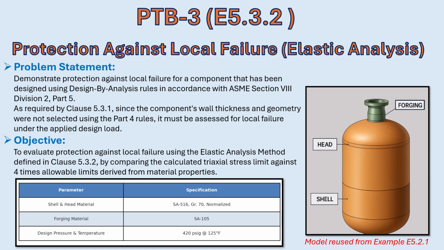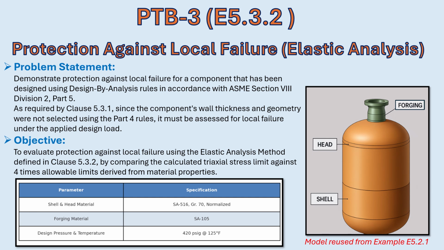First, let's look at the elastic analysis example. Our first problem is PTB-3 example 5.3.2. We need to demonstrate protection against local failure for a component that has been designed using design by analysis rules in accordance with ASME Section VIII Div 2 Part 5. As required by clause 5.3.1, since the component's wall thickness and geometry were not selected using the Part 4 rules, it must be assessed for local failures under the applied design load.